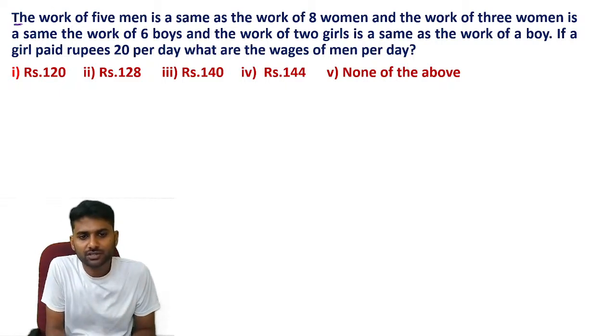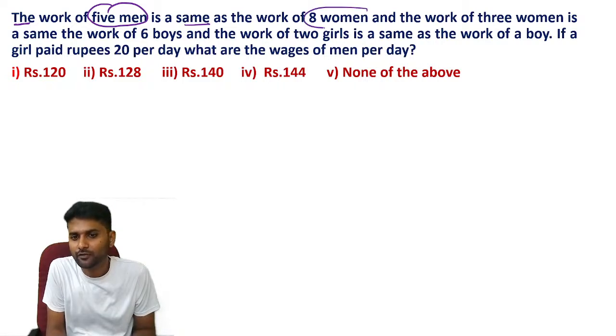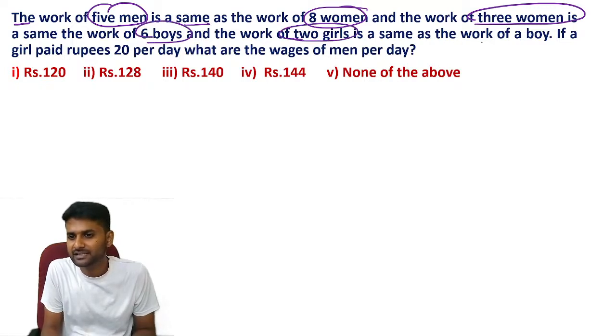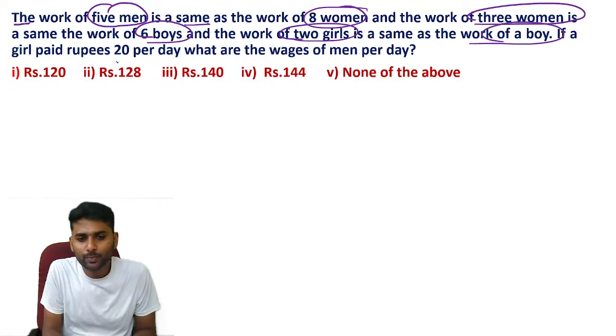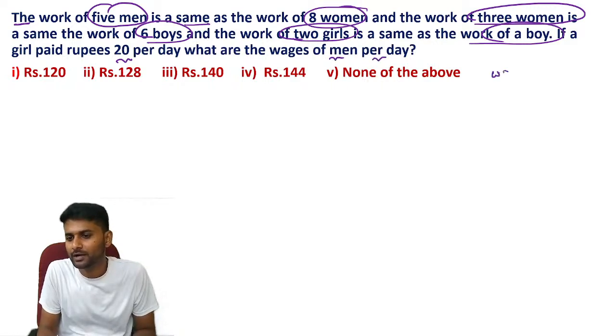Now let's see this question. The work of 5 men is the same as the work of 8 women. The work of 3 women is the same as the work of 6 boys. The work of 2 girls is the same as the work of 1 boy. If a girl is paid 20 rupees per day, what is the wage of a man per day? You already know that wages are directly proportional to efficiency.